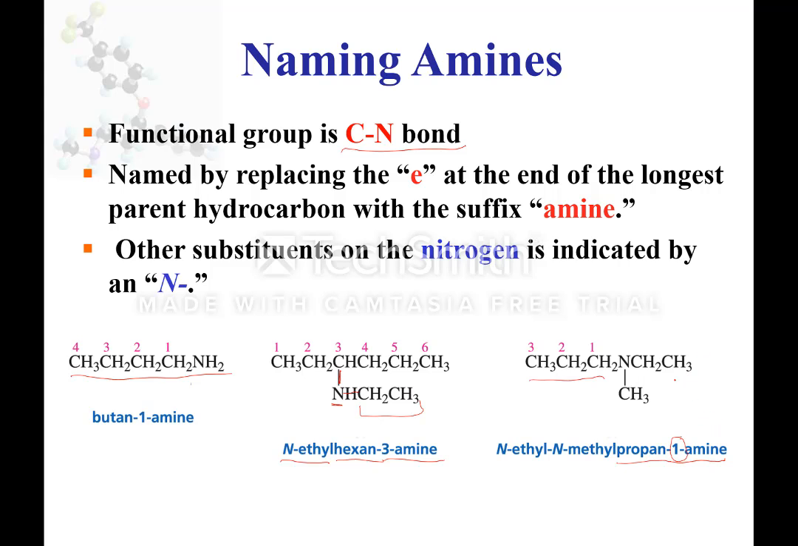Now there are 2 other groups on N, and we just put them as substituents on N, and in the order, the first in the alphabet comes first. So we have E for ethyl and M for methyl. So it's N-ethyl because it comes first in the alphabet, then N-methyl, and then propane-1-amine.